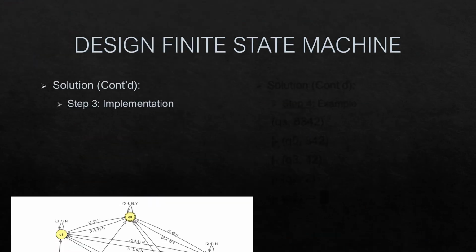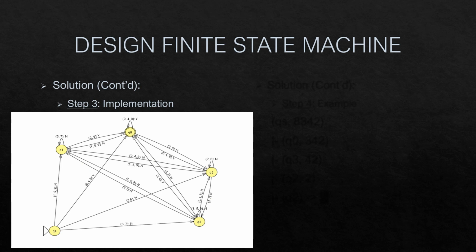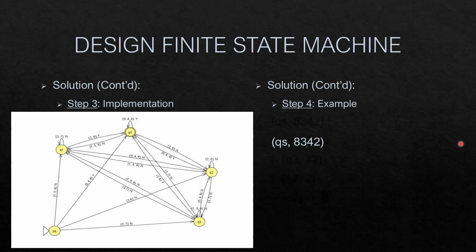Continuing with our solution, step number 3, implementation, is the state transition diagram, which is implemented using the state transition table and the machine function table. Now let us solve step number 4, that is example. So we are going to take the example as QS, 8342. As we can see, it should be divisible by 4.